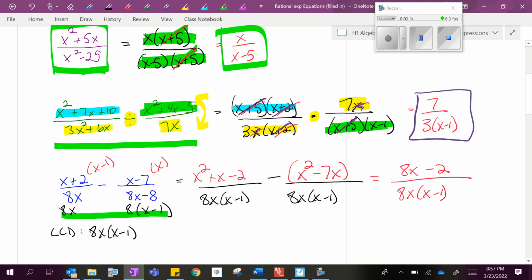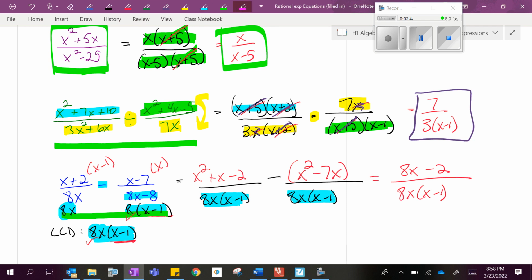Okay, addition and subtraction. Again, with subtraction here, we need a common denominator. So this first denominator is just 8x, so I'm going to need that in my common denominator. Second fraction, I was able to bring out an 8, so I can think about that as 8 times x minus 1. So I already have an 8 in my common denominator, but I need that x minus 1. So common denominator is 8x, x minus 1. I rewrite both fractions with that denominator.